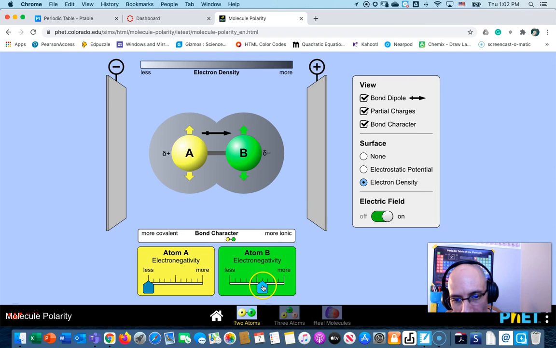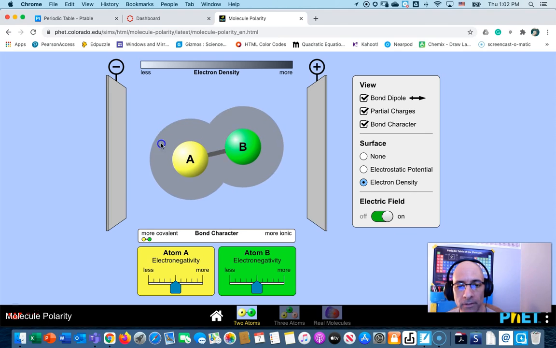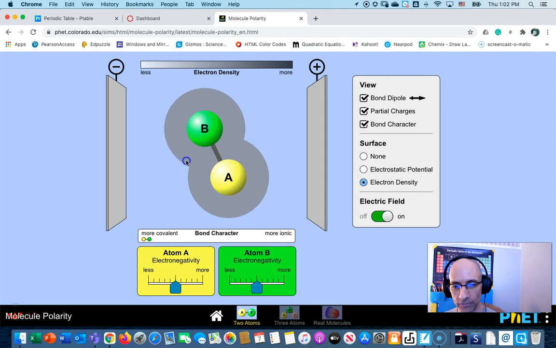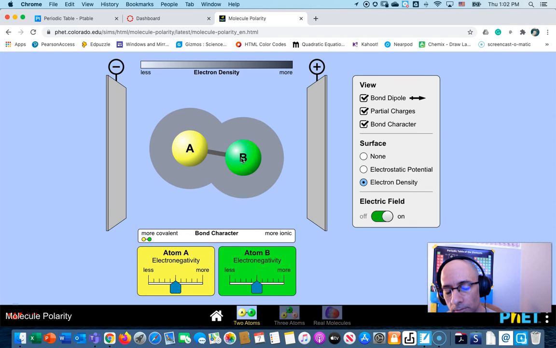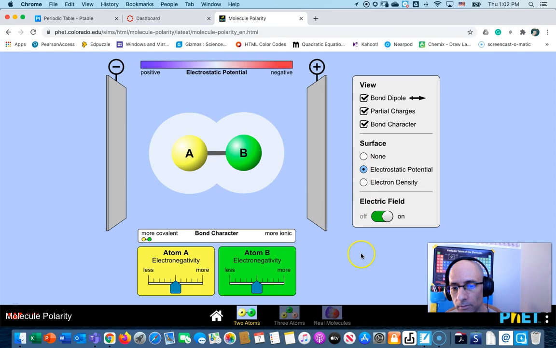If I were to make this a nonpolar bond again, so if I adjusted things so that we have a very even charge, that bond is not going to respond to those charged plates, because there's no partial positive or negative regions in that nonpolar bond. So there's no behavior change, no response when it's put into that electric field.